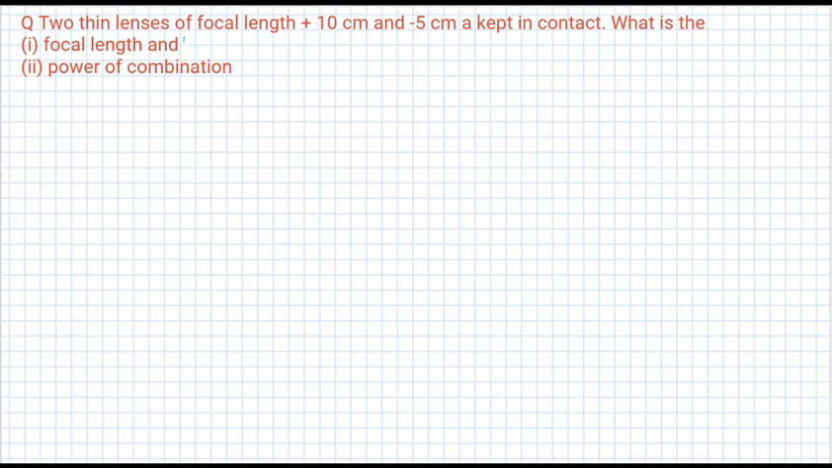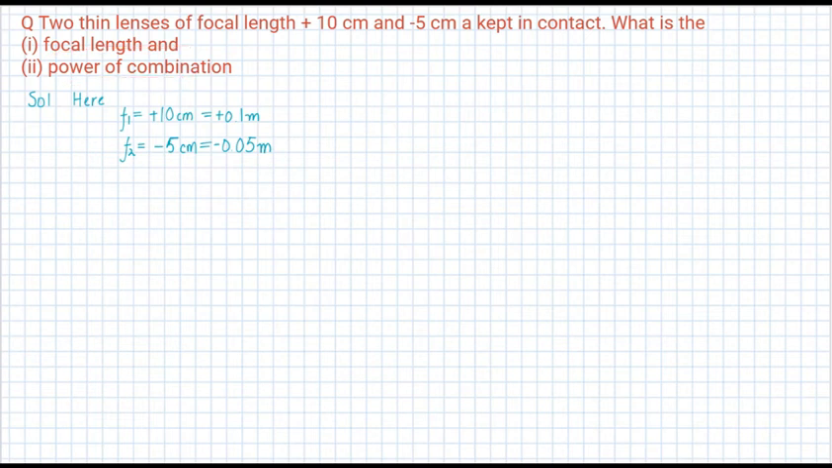Let me just do the initial part for you guys. So first, what you have to do, solution here, f1 equals to plus 10 centimeter. If you convert it into MKS, it will be 0.1 meter. Next is your f2. f2 equals to minus 5 centimeter. So if you convert minus 5, it will be 0.05 meter. Fine. Okay. So after this, you calculate the focal length, then you calculate the power of combination.